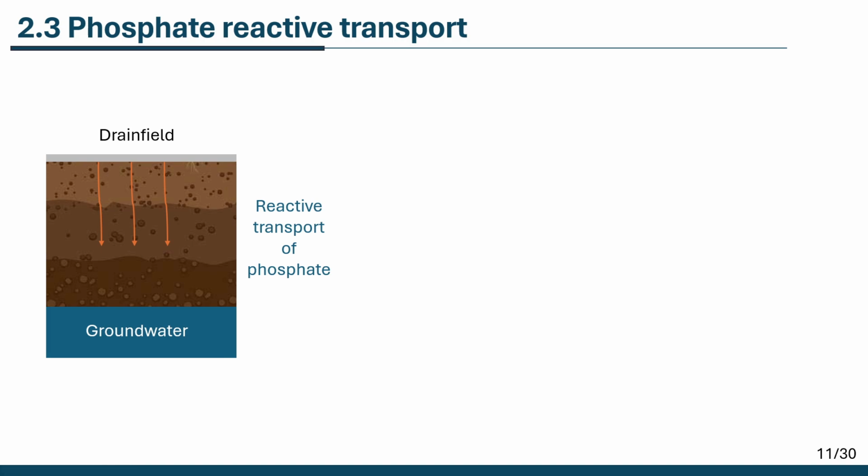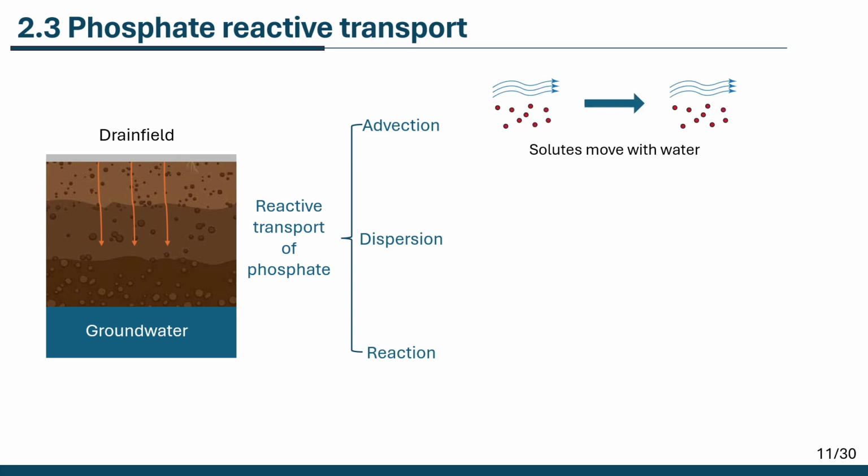Now let's talk about phosphorus reactive transport in the vadose zone and the groundwater. This is a key aspect of our phosphorus function. Reactive transport of phosphate can be divided into three mechanisms: advection, dispersion, and reaction. I have some pictures here.